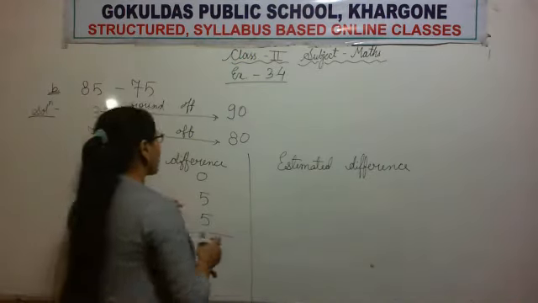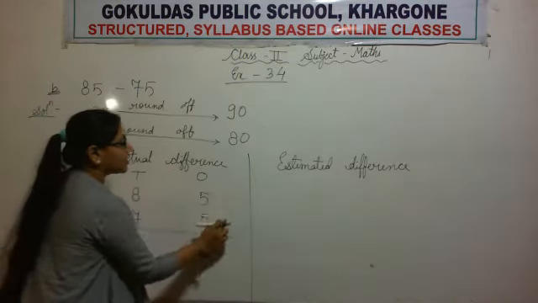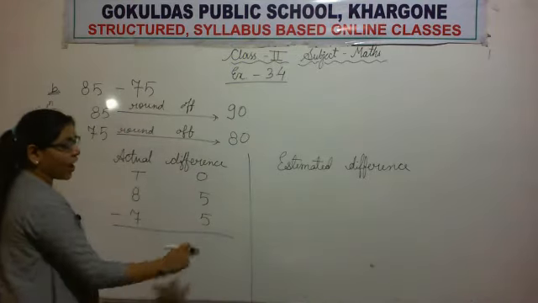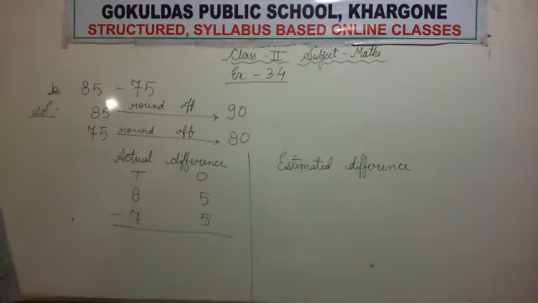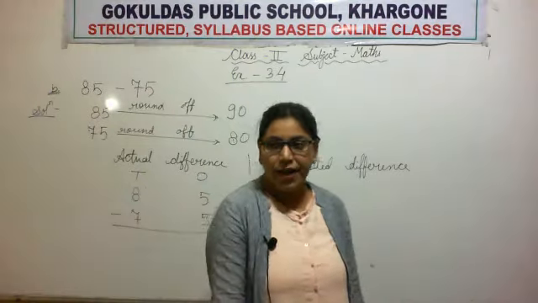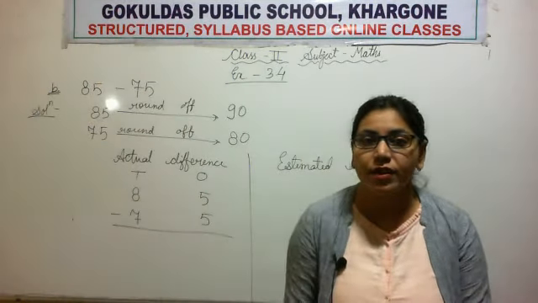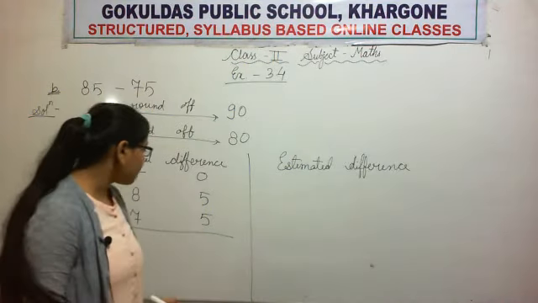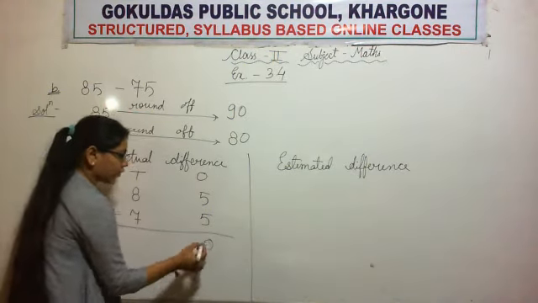So we always start from the rightmost position. Let's start, that is ones position. 5 minus 5. Remember subtraction property: whenever a number is subtracted from itself, the difference will be 0. So 5 minus 5 will be 0.